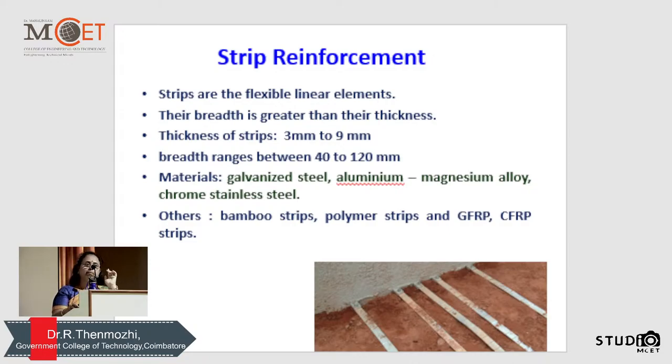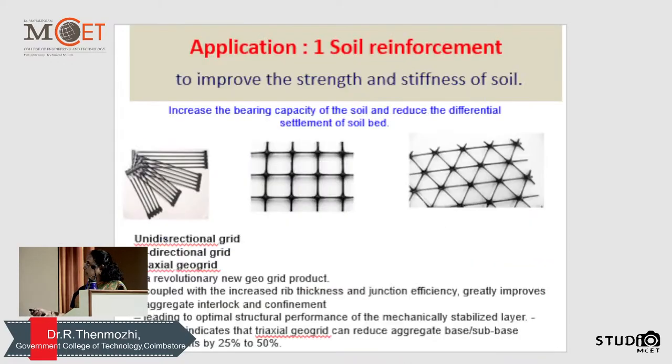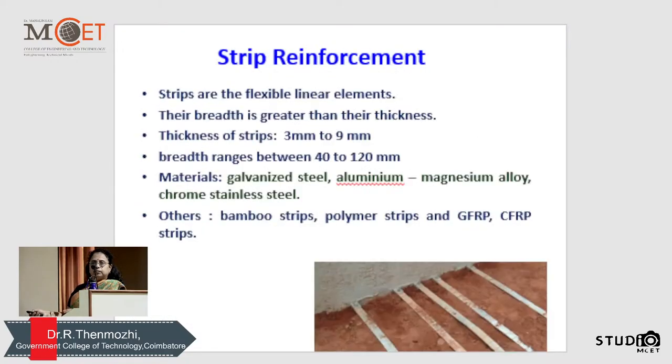But instead, in some places people will stiffen the soil. Some kind of soil reinforcement may be used, or you can improve the ground nature by giving ground improvement techniques. One such thing is this kind of reinforcement, for which we may have either a unidirectional grid, a two-directional grid, or a triaxial geogrid. These systems are available using which you can give more strength to your soil. This will act as soil reinforcement to improve the stiffness and bearing capacity and to reduce the settlement.